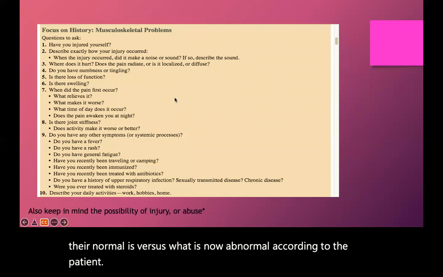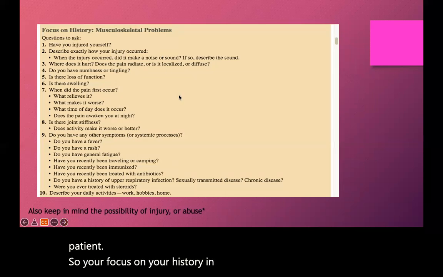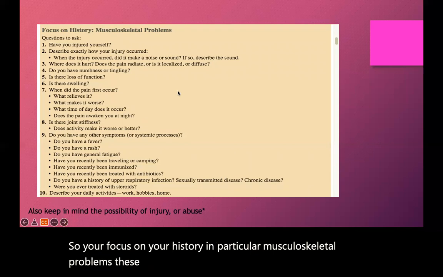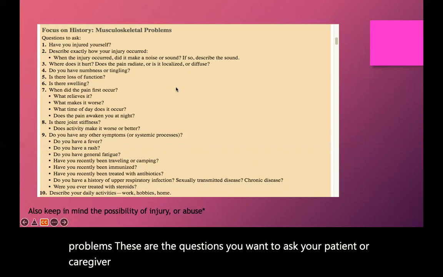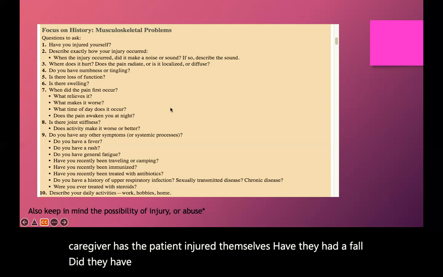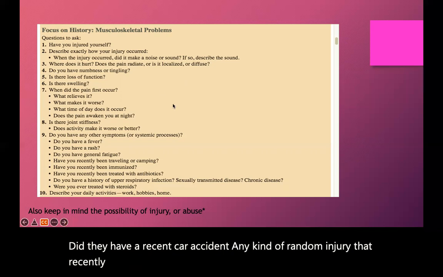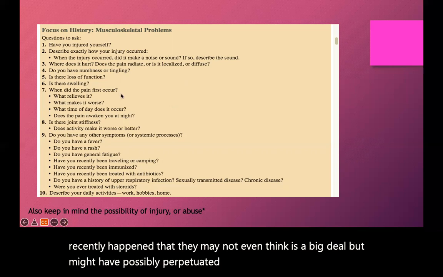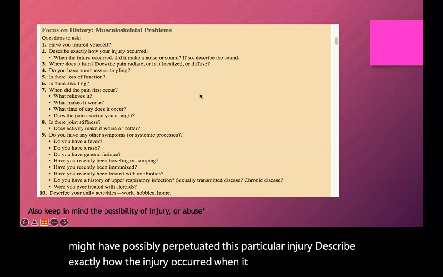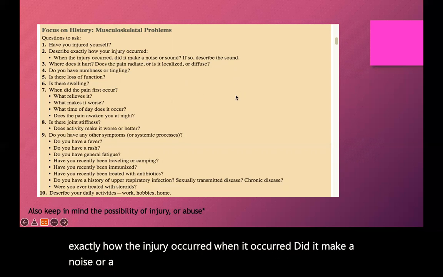So your focus on your history, in particular to musculoskeletal problems, these are the questions you want to ask your patient or caregiver. Has the patient injured themselves? Have they had a fall? Did they have a recent car accident? Any kind of random injury that recently happened that they may not even think is a big deal, but might have possibly perpetuated this particular injury. Describe exactly how the injury occurred, when it occurred. Did it make a noise or a sound? If so, describe the sound.